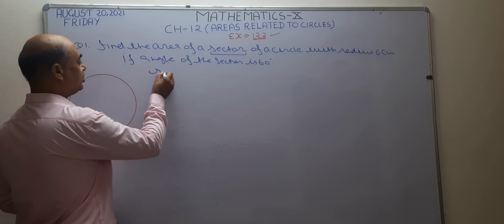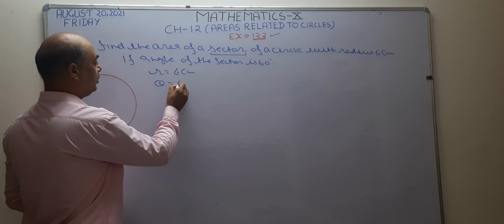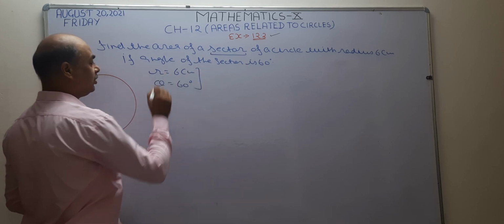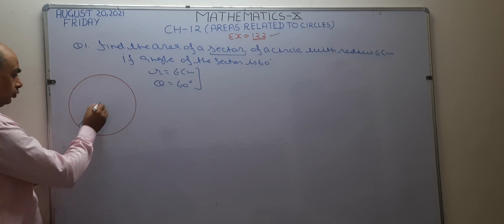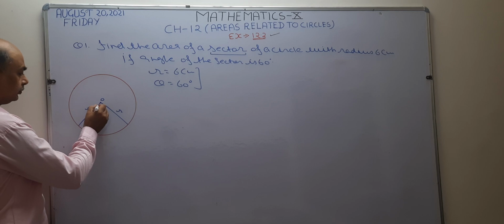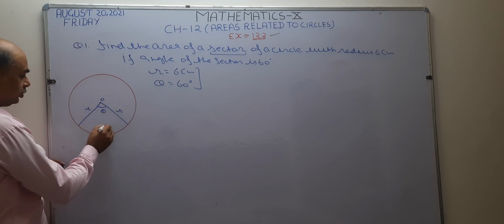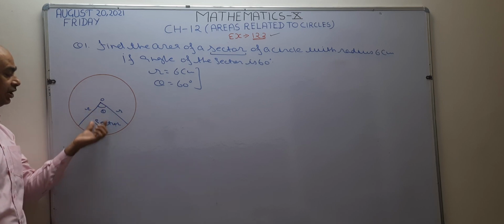It means R is given. Radius is 6 centimeter. And this theta is given, 60 degree. These two values are given. Now sector, you know, when we are going to take this radius, this is your angle, and this portion is known as sector. We are going to find the area of this sector.